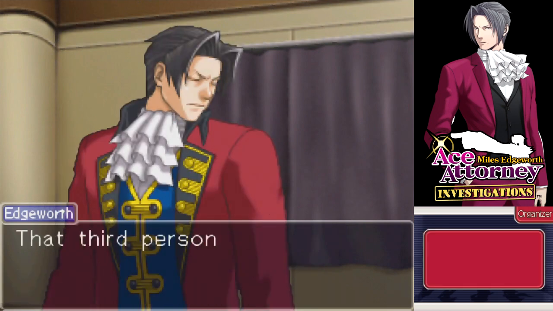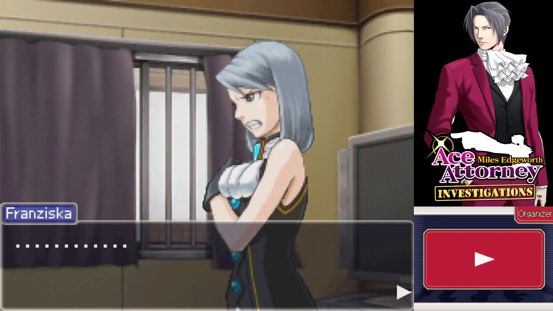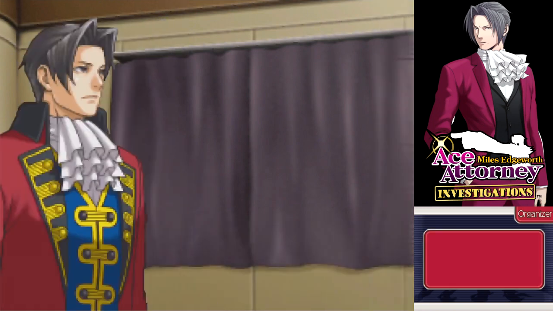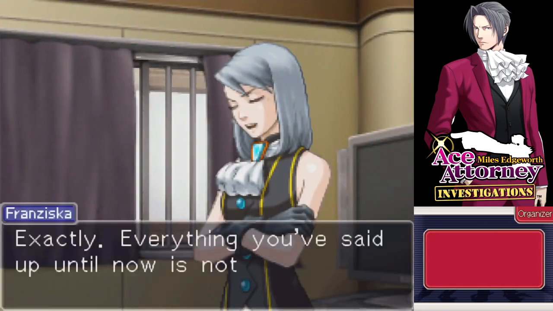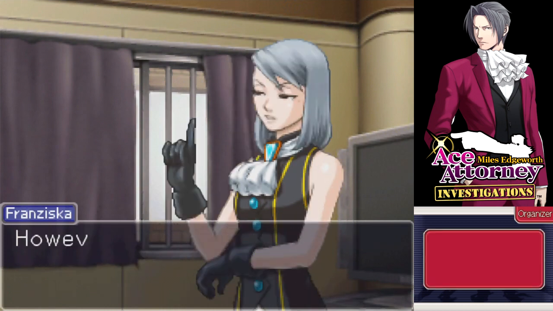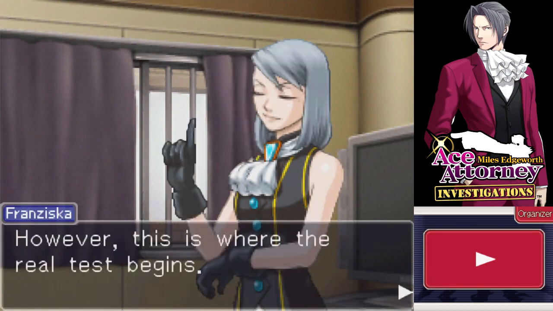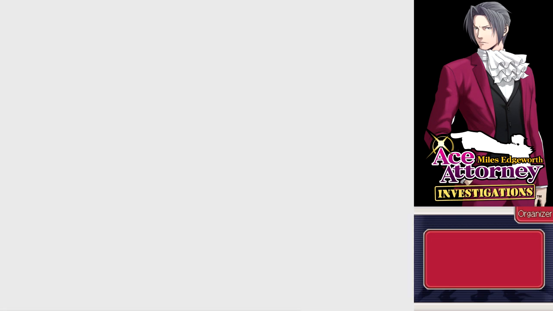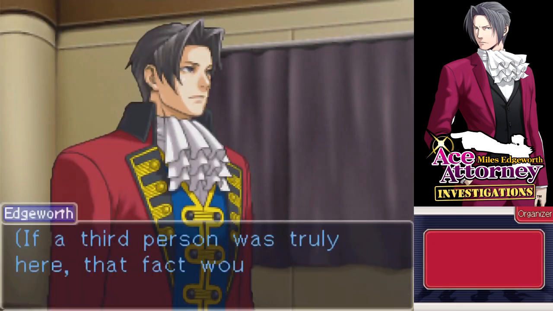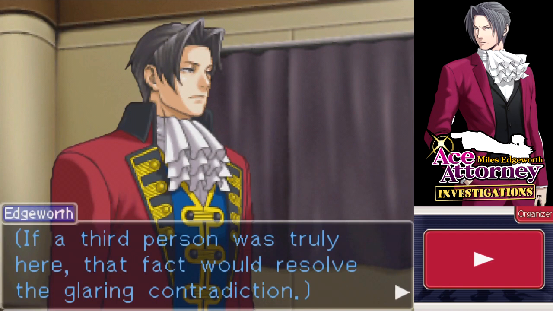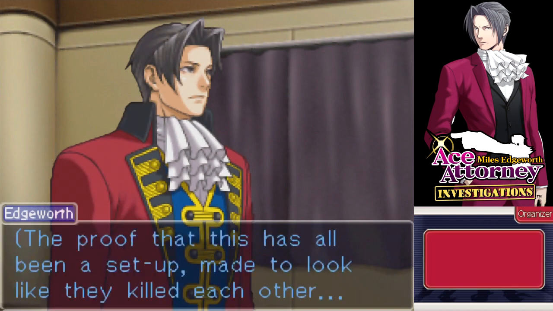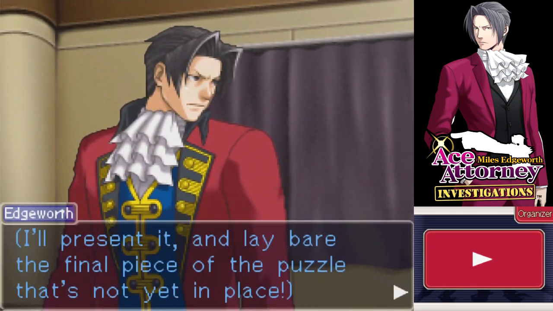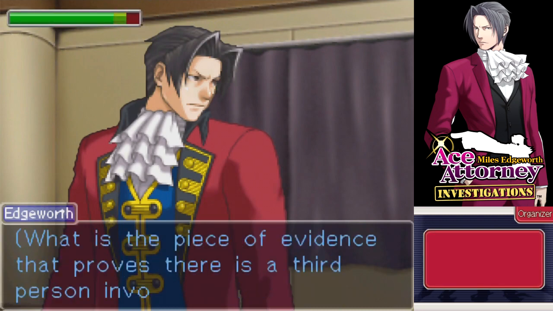That third person is the real culprit. Miles heads first. So there's just one thing you're missing. Evidence, correct? Exactly. Everything you've said up until now is nothing but a story played out in your head. However, this is where the real test begins. Can you prove that there was a third person involved in this crime? Of course. If a third person was truly here, the proof of this has all been set up, made to look like they killed each other. I'll present it and lay bare the final piece of the puzzle that's not yet in place. What piece of evidence proves there's a third person involved?